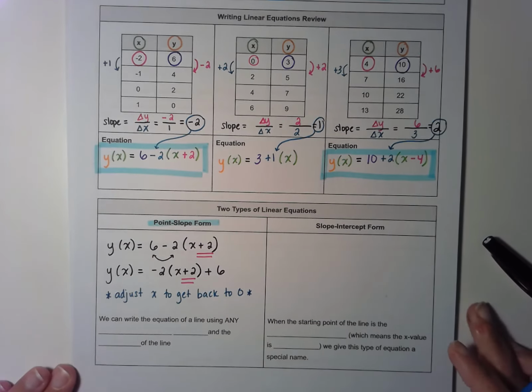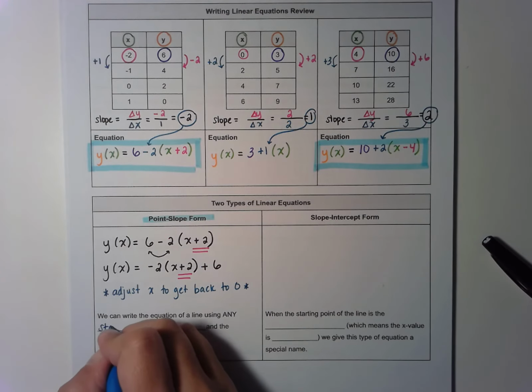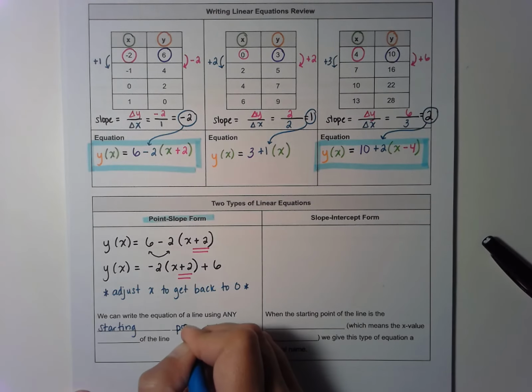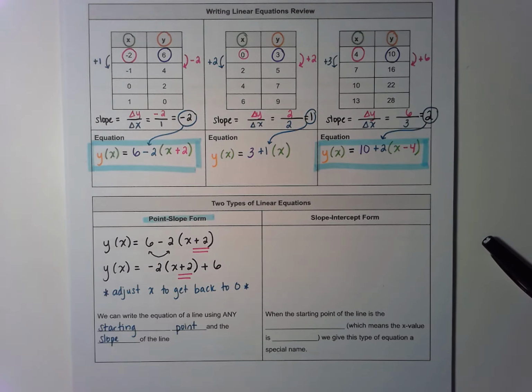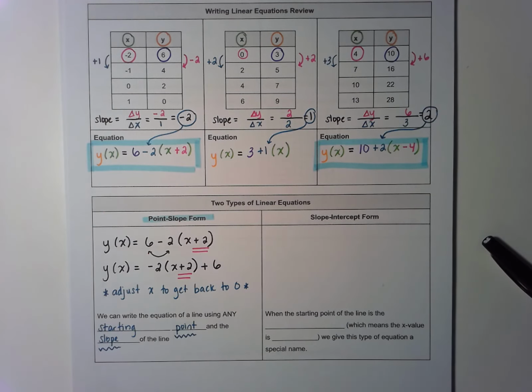We can write the equation of a line using any starting point and the slope of a line. The only rule is we do need to adjust the equation to get x back to 0. And the reason we call this point-slope form is because it uses any starting point and the slope. So that's where the name comes from.